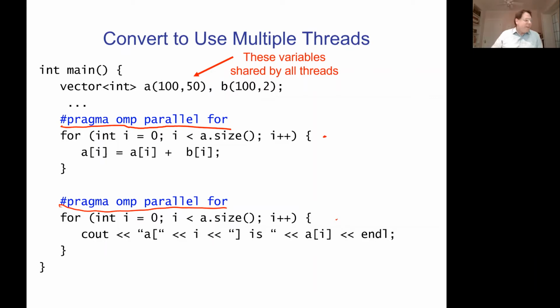Okay. Now we have to think about what these are going to do. These variables were declared before, they're not local to this for loop. They are created before I enter the parallel section of code. That means that these variables will be shared by all of the threads. So A is going to be 100 entries, and they're all going to be initialized to 50. B is going to be 100 entries, and they're all going to be initialized to 2. When this is parallelized, I'm only going to have one copy of those variables because they were created before I got into this parallel code.